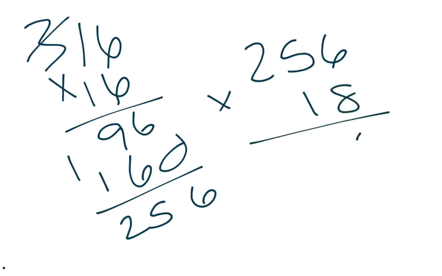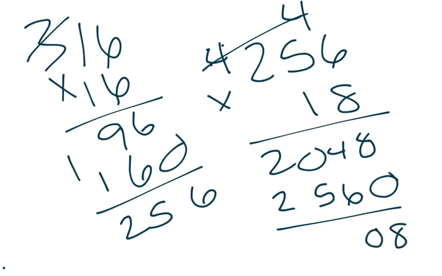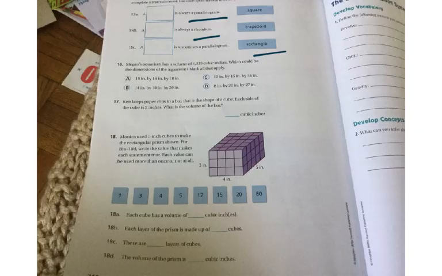8 times 6 is 48. 8 times 5 is 40, plus 4 would be 44. 8 times 2 is 16, 17, 18, 19, 20. Cross those out, put a 0. 1 times 6 is 6. 1 times 5 is 5. 1 times 2 is 2. When I add that up, I get 4608, which is not what I want.